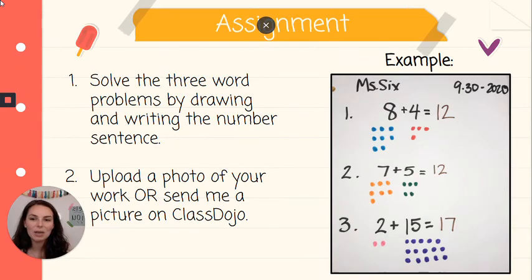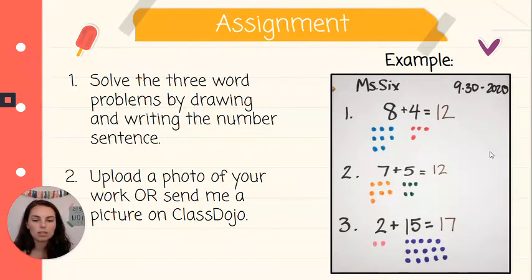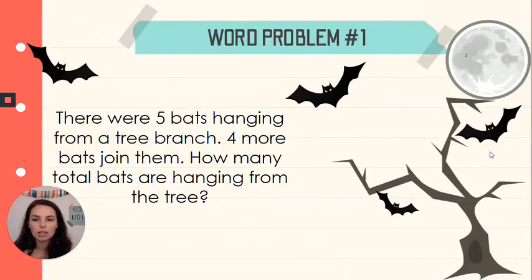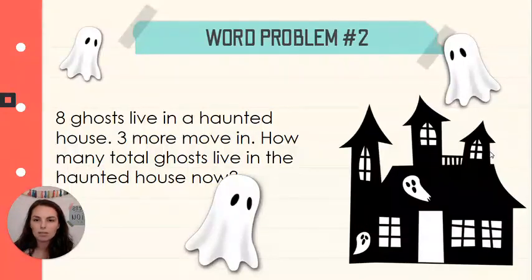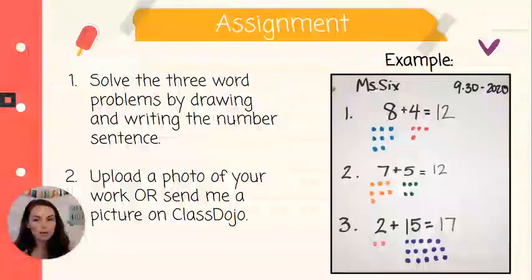So your assignment will be to solve the following 3 word problems by drawing pictures and writing the number sentence. You're going to upload a photo of your work either to Google Classroom or send me a picture on Class Dojo. So here's an example of Miss Six's work. I have my 1, 2, 3 problems, and I drew the pictures and the number sentences. So here is what your assignments will look like. And then you're just going to write them on a piece of paper.